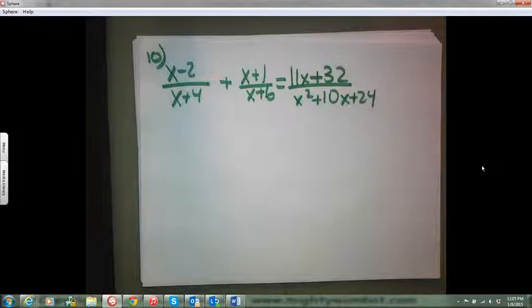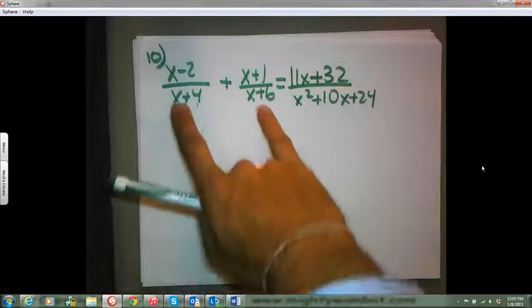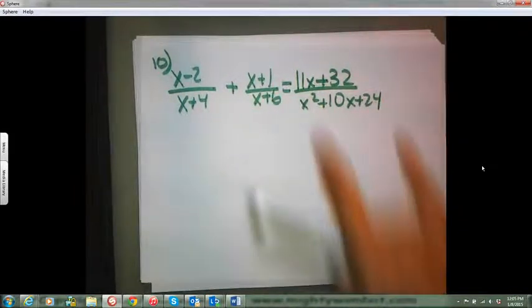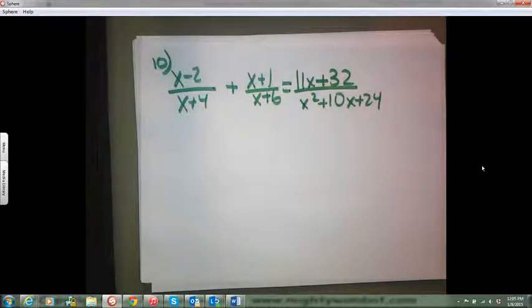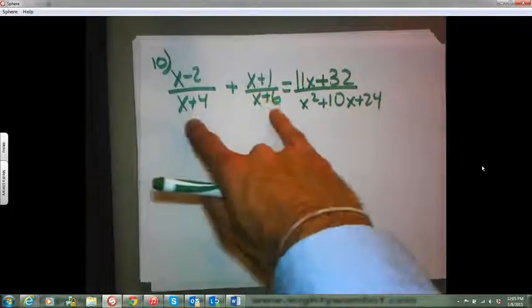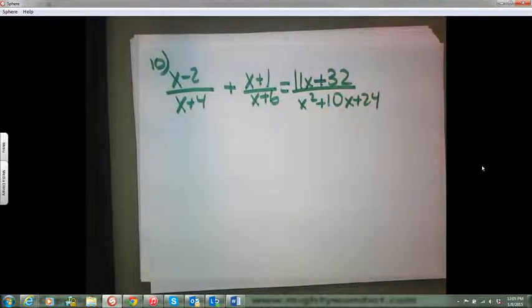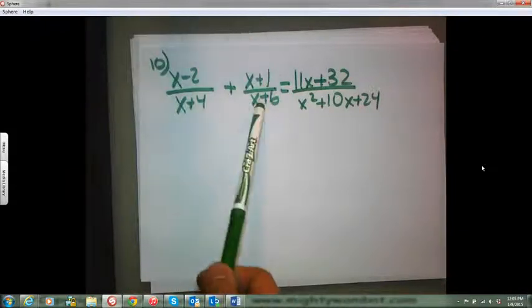Okay. So on the left side we have fraction plus fraction, unfortunately different denominators, we'll address that in a second. On the right side we have one big fraction. Anytime you have a fraction equal to a fraction, it is highly beneficial to cross multiply. This will be a great problem for cross multiply.